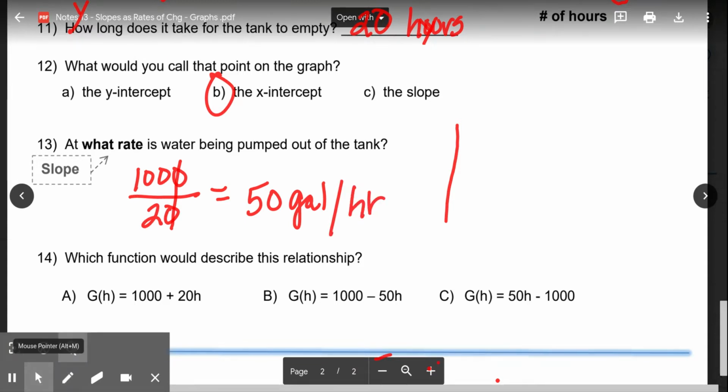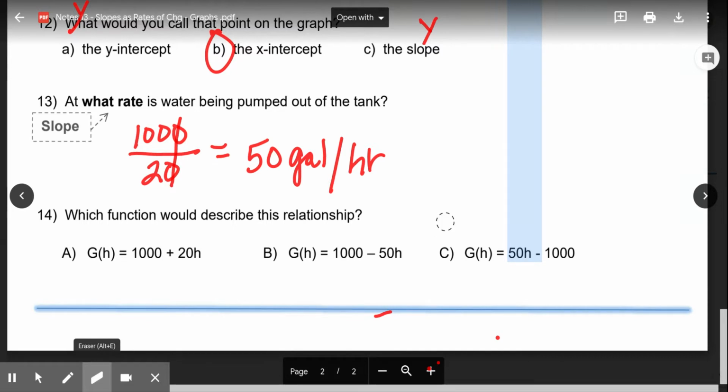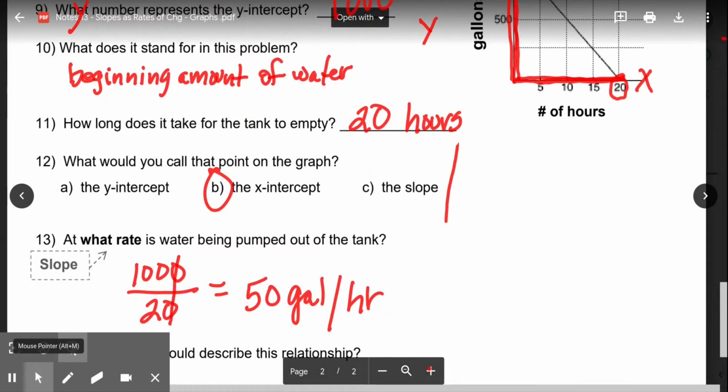All right, and then number 14 says, which function would describe this relationship? So let's think about it. You start at 1,000 and you're draining. Draining is going to be subtracting 50 gallons per hour. You're right. The answer is letter B.